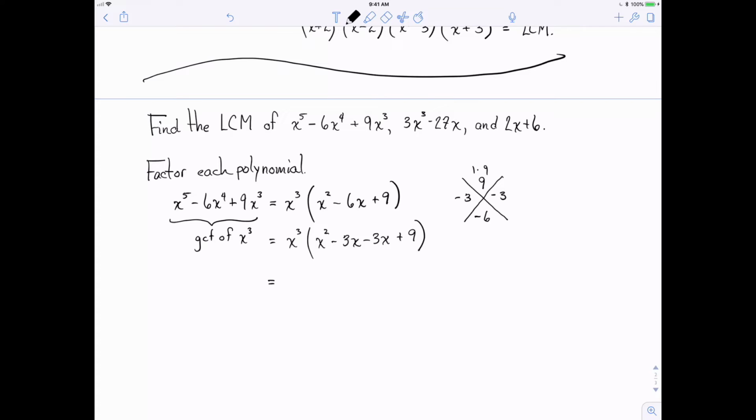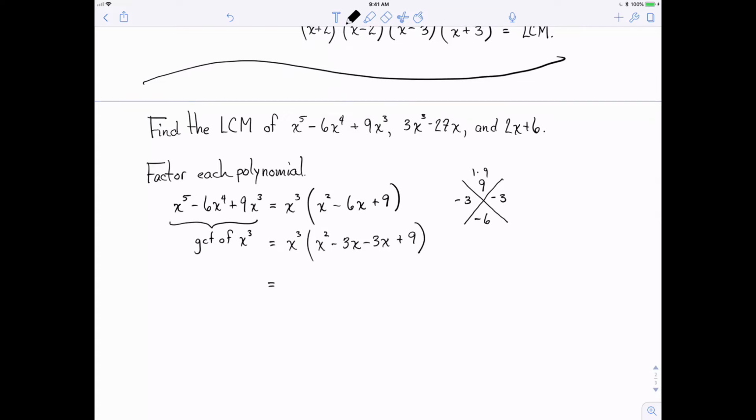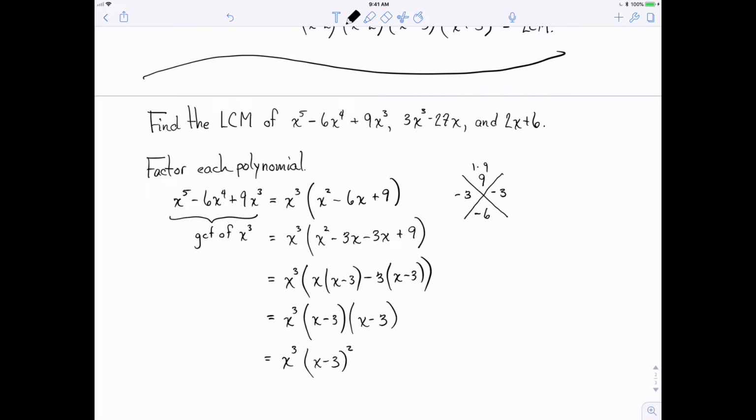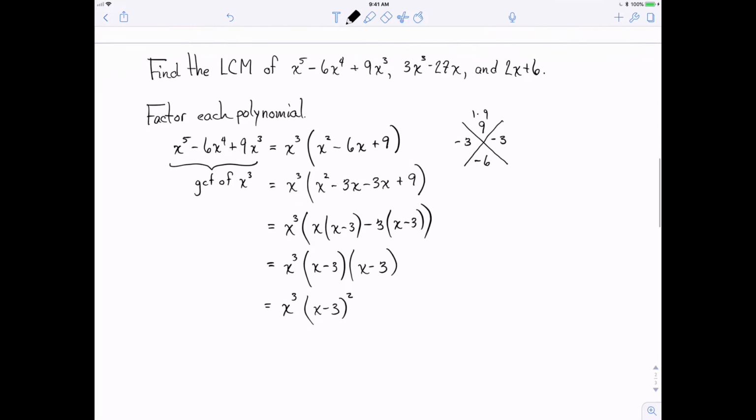And now, there's no greatest common factor, but there is a common factor in the polynomial in the parentheses. So I have x cubed. My first group becomes x times x minus 3. My second group becomes minus 3 times x minus 3. And look at what we've done. We found a new greatest common factor. So we have x cubed, x minus 3, x minus 3. Or you might also write it as x cubed times x minus 3 squared. That's the first one. Okay, let's go to the next one.